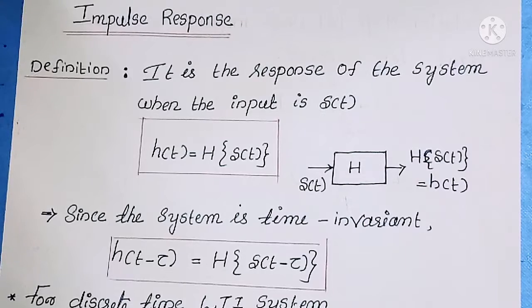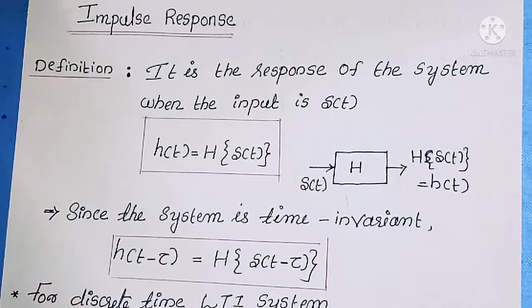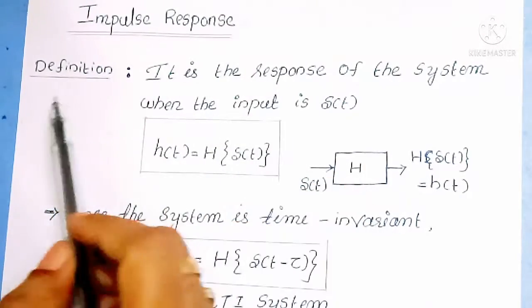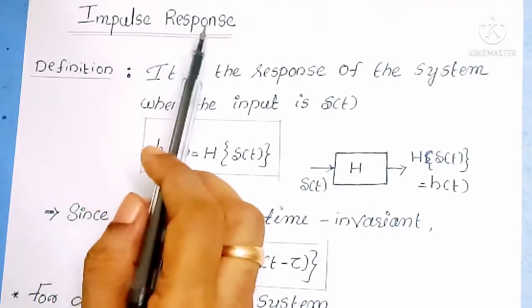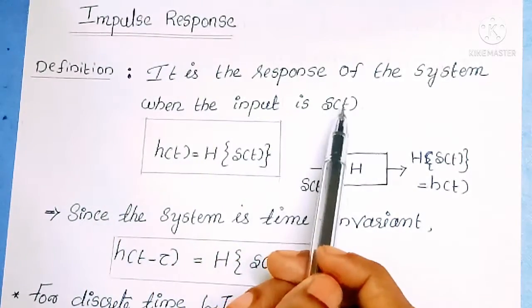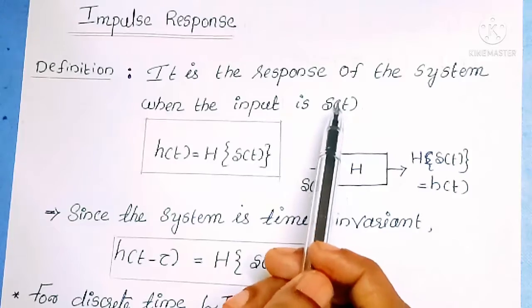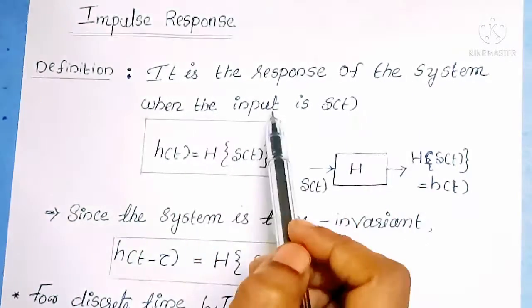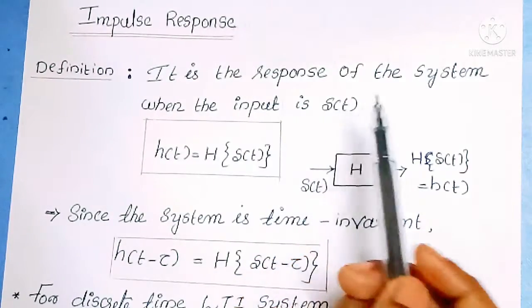Today we are going to discuss what is meant by impulse response and what is meant by step response. First, let's move to the topic: what is meant by impulse response? The definition of impulse response is the response of the system when the input is an impulse signal. What is impulse response? It is the response of the system when the input signal is an impulse signal.